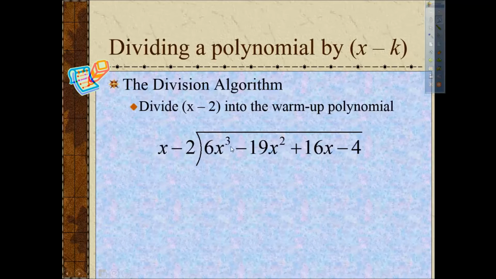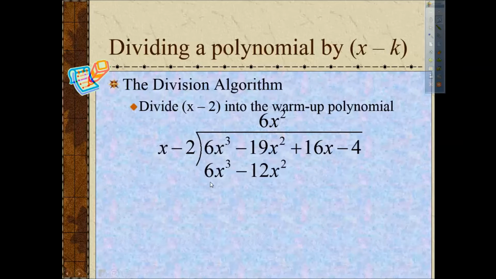Does x go into 6x cubed? Well, sure, I could multiply 6x squared times x and get 6x cubed. Now, 6x squared tells me that this belongs in this x squared column. I'm going to write a 6x squared up here. And now I'm going to multiply 6x squared times x minus 2, and I'll have to distribute. 6x squared times x is 6x cubed. 6x squared times negative 2 is negative 12x squared.